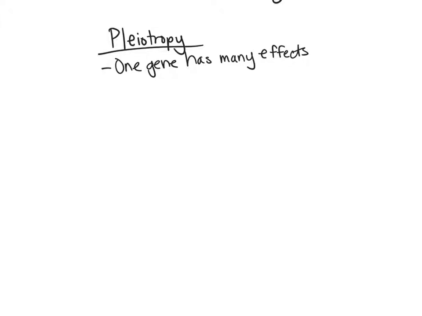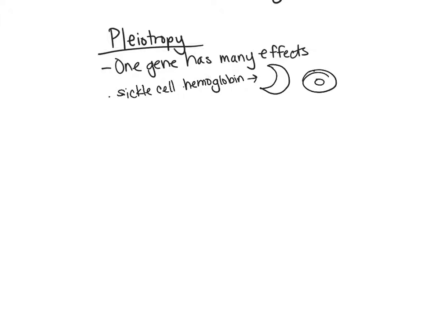A good example for this one is the sickle cell example again. So the sickle hemoglobin is going to affect many areas of the body. The sickle cell is going to make the blood cell shape like a sickle instead of a nice round biconcave shape. And when it is a sickle shape, it's going to affect various areas of the body and actually causes some serious issues.